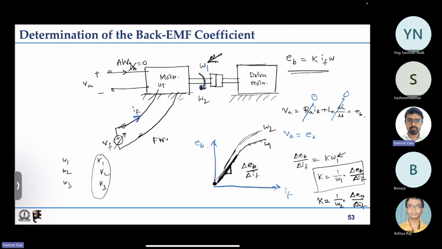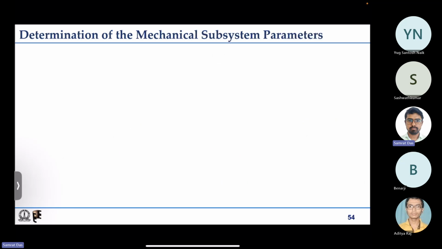Okay, so this is how to get the back EMF coefficient K, and that same value will be appearing in the torque equation also, K into IF into IA. So the numerical value will be the same, but the units will be different. So you have got the back EMF coefficient also.